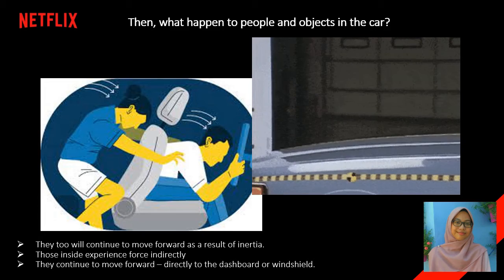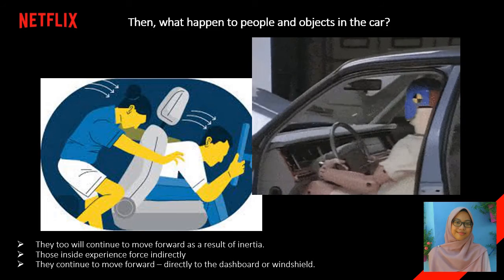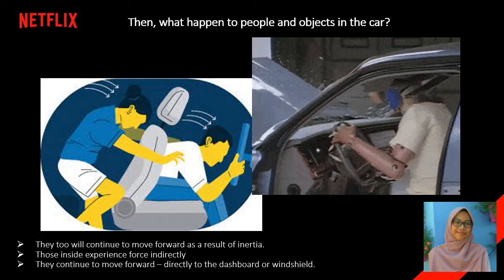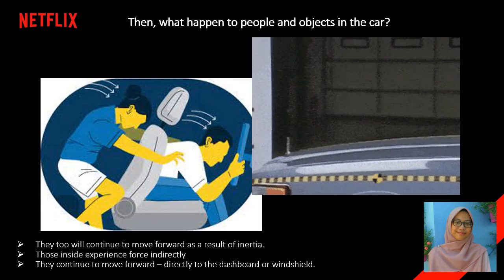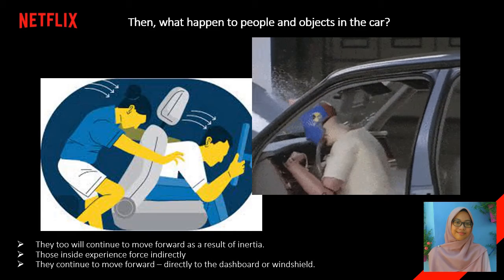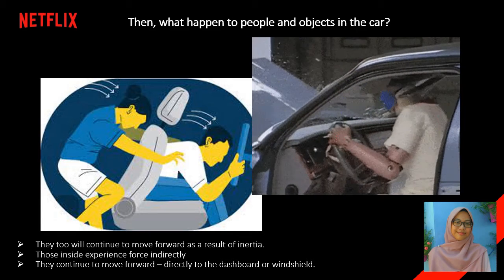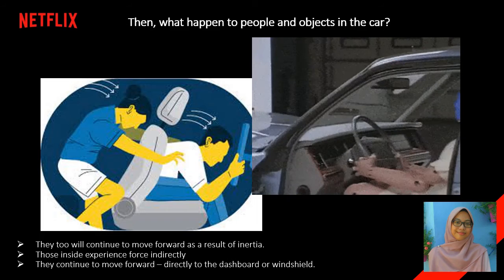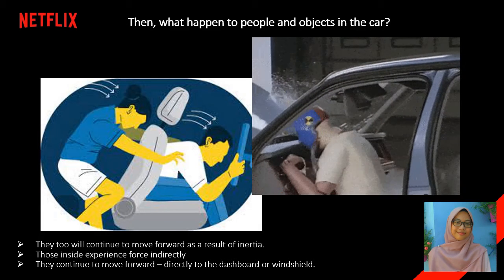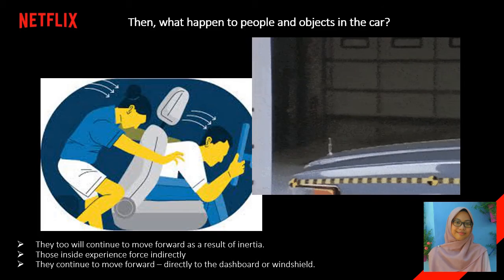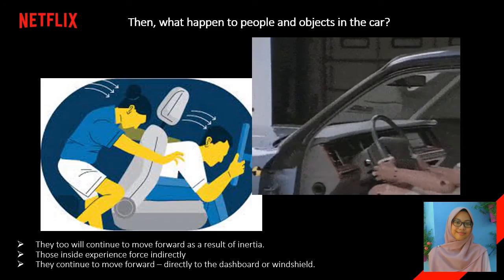Even though the car has been stopped by an external force, those inside it experience the force indirectly, and within a short time after the car itself has stopped, the people and objects continue to move forward, unfortunately directly through the dashboard or windshield, and that is very dangerous as it can be fatal or cause severe injury.